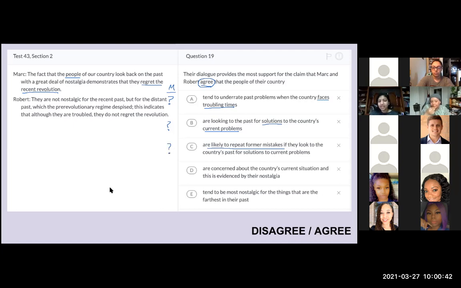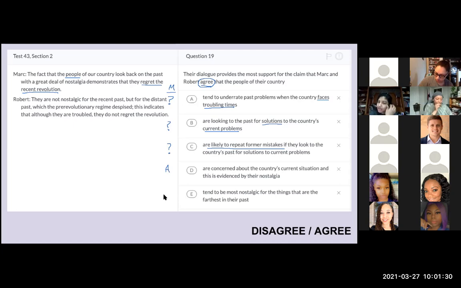And then let's look at D. D says the people of their country are concerned about the country's current situation, and this is evidenced by their nostalgia. I like the way D sounds, but I don't know. Would you say Mark agrees or disagrees with D? Agree. Yeah, I agree as well. Yep. So Mark basically said something very, very similar, right? Mark is saying, well, I think that they regret the recent revolution. And that kind of lines up with them being concerned about the country's current situation, right? And D is also saying the evidence for this is their nostalgia. Mark also says the nostalgia demonstrates this. So D sounds great.